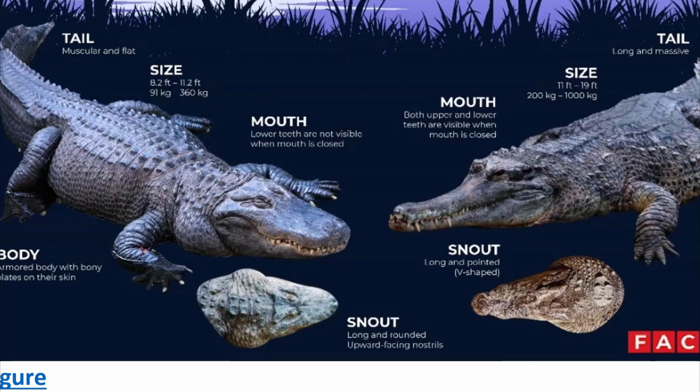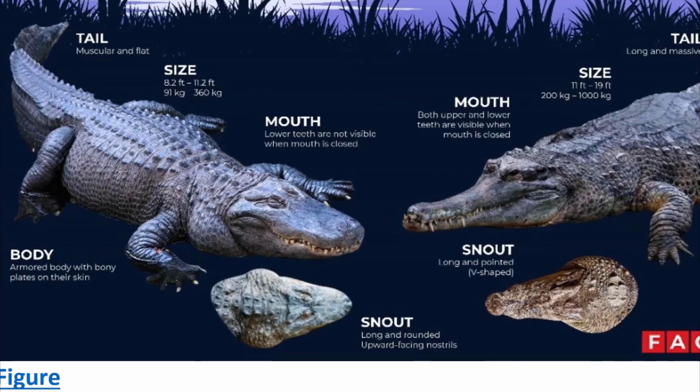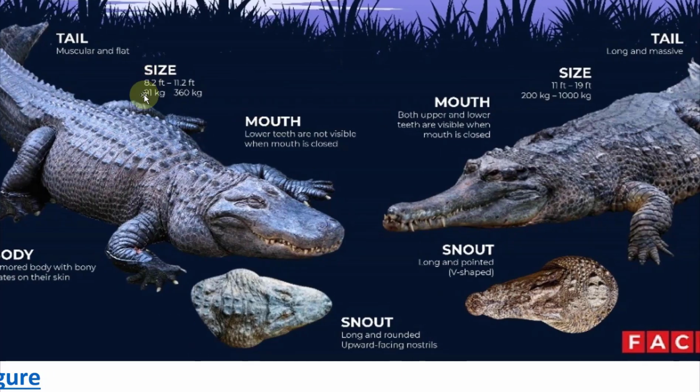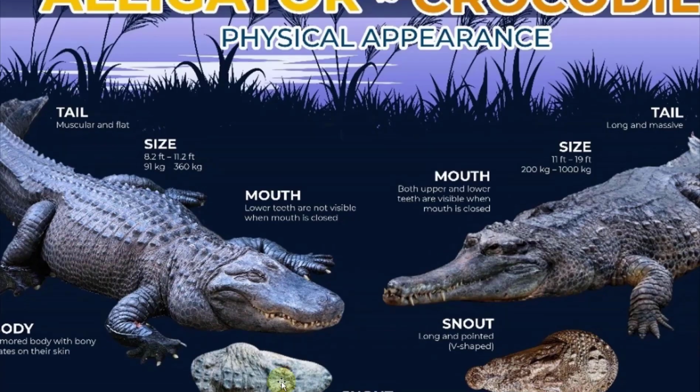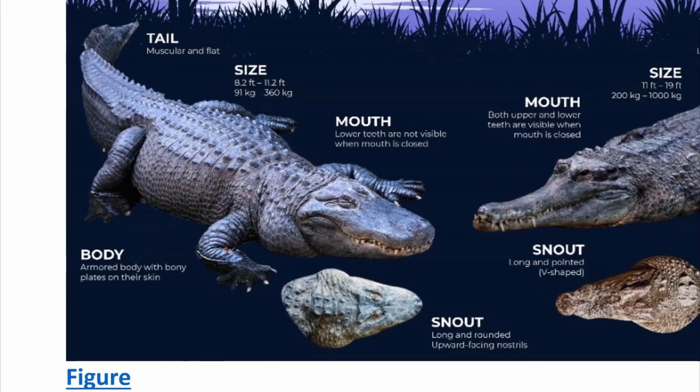And then the size of a crocodile is about 11 feet to 19 feet, and it's about 200 kilograms to 1,000 kilograms. Versus this one here, the size is from 8.2 feet to 11.2 feet. So, yeah, much smaller typically than a crocodile, and 91 kilograms to 360 kilograms. So, almost 2 to 3 times smaller, which is quite fascinating. But even the range here for this crocodile, 200 to 1,000 kilograms. So yeah, it's quite fascinating.